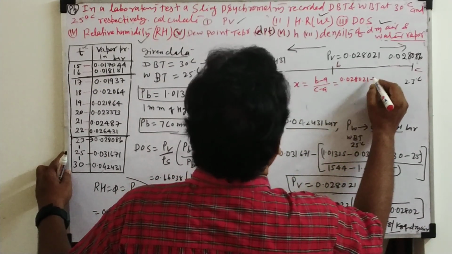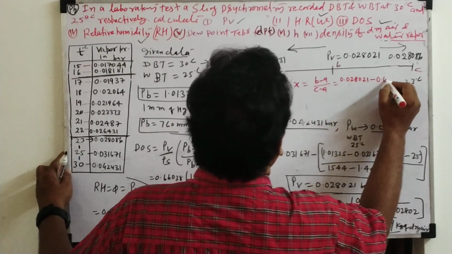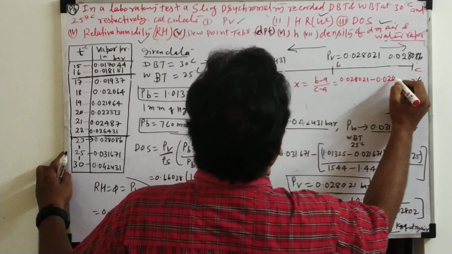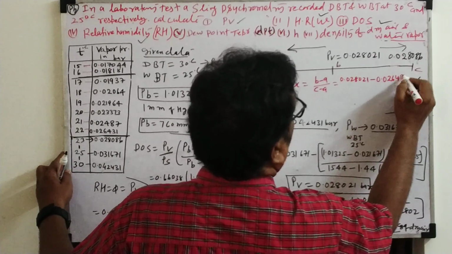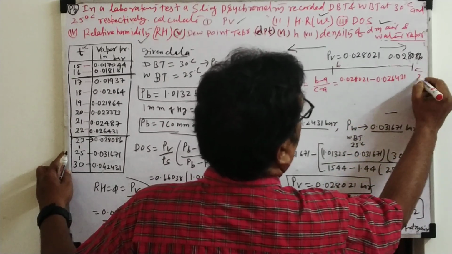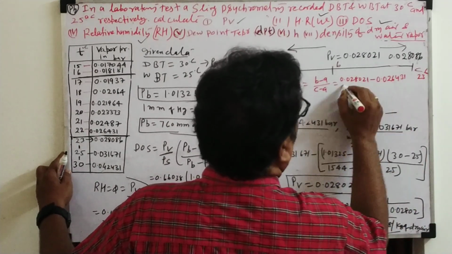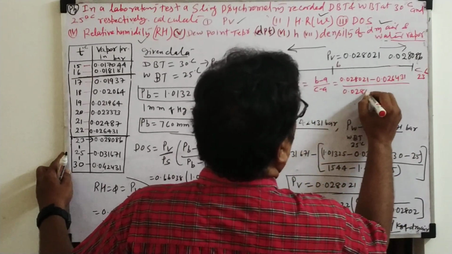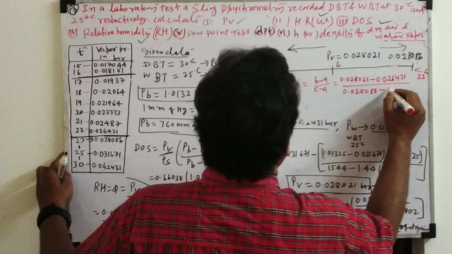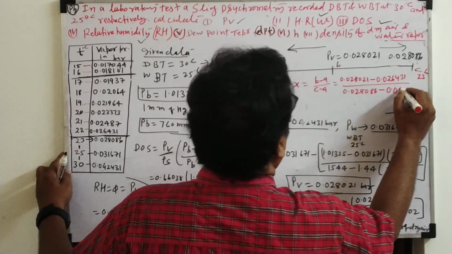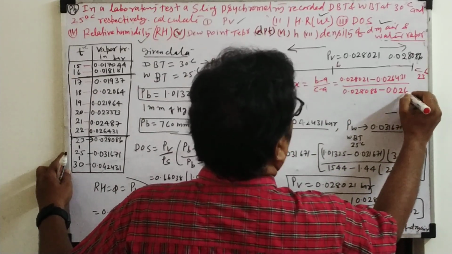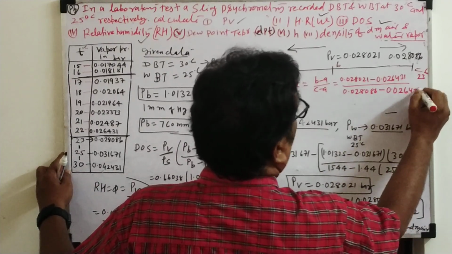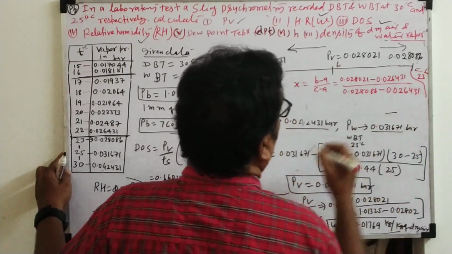0.028021 minus what is the A value? 0.026431. It's called 23 degrees Celsius here. Now C minus A, so 0.028086 minus the A value, 0.026431. That value, you see carefully.